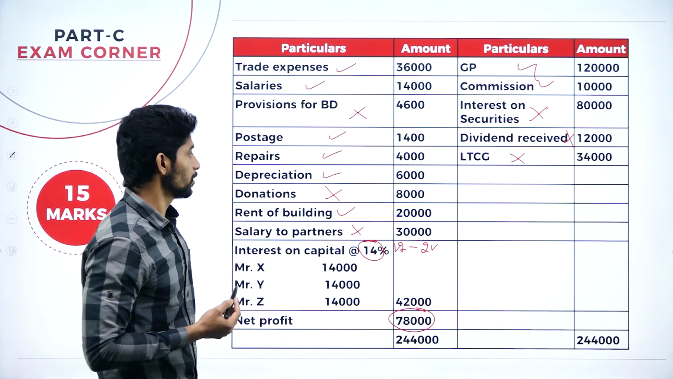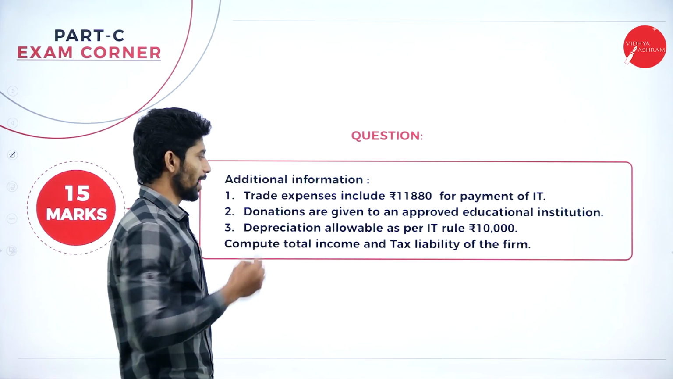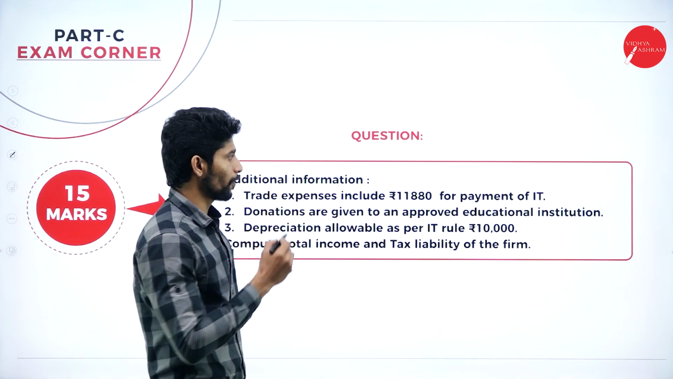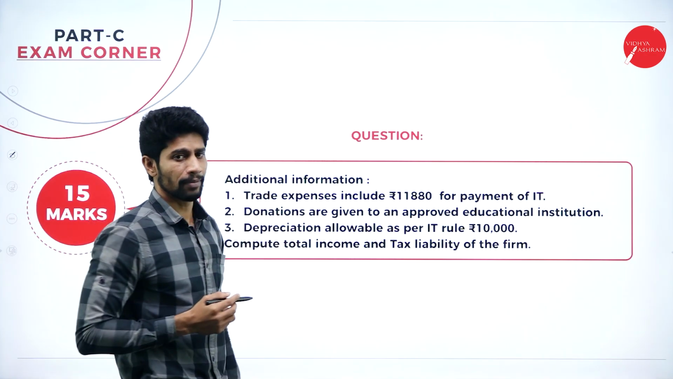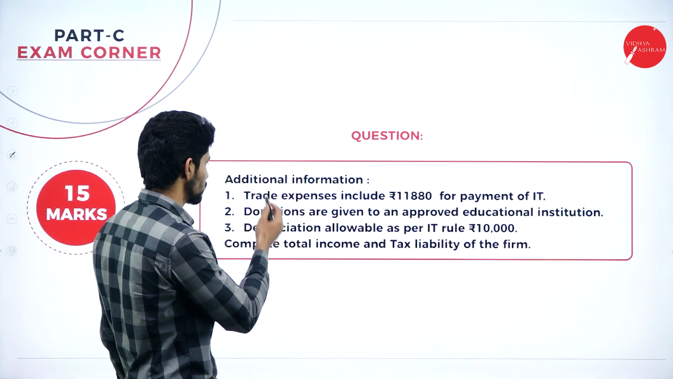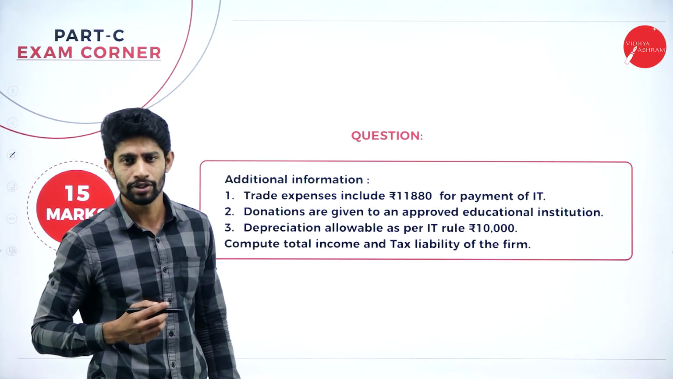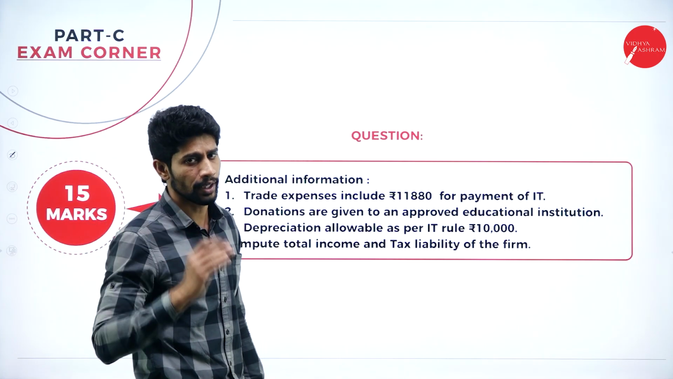So now let us solve the problem. If you have any adjustments, we can see the adjustments. Yes, we have adjustments. Trade expenses include rupees 11,880 for payment of IT. Yes, payment of IT, that should be added back to the net profit. Next, donation given to the approved educational institutions. Fine, the donation given to an approved educational institution, we will be deducting it under section 80C to 80U.